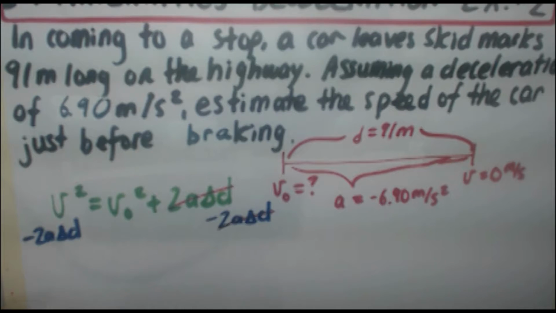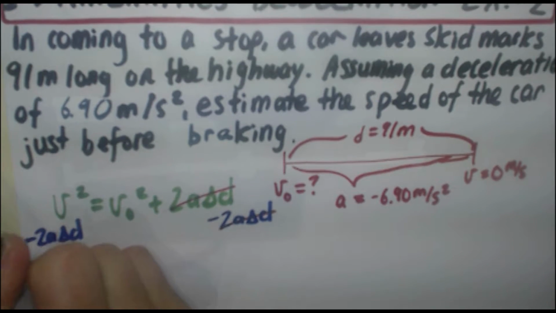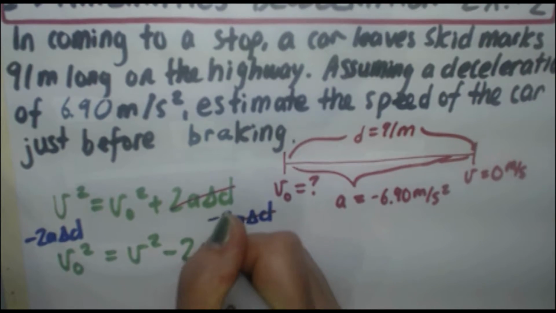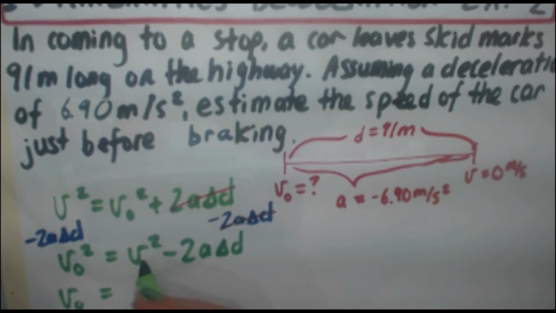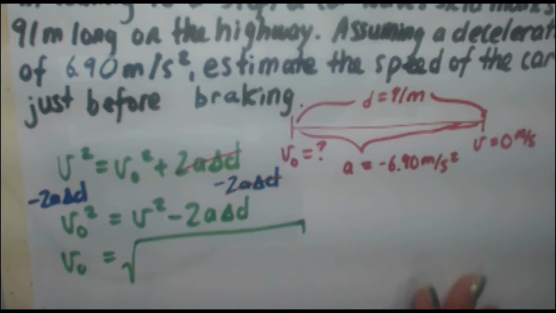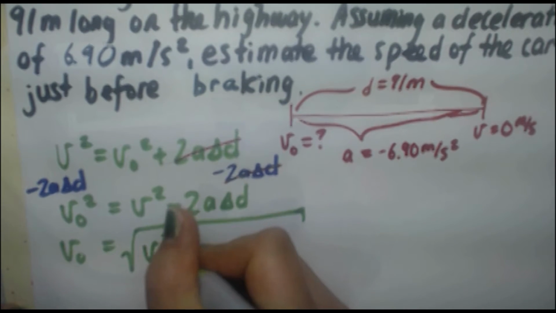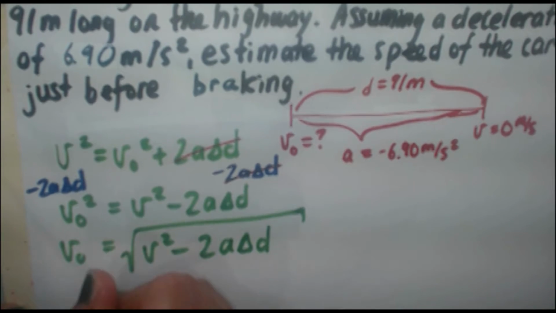Markers are getting a little bit dry there. I'm going to bring this expression to the right just to clean it up a little bit. So V naught squared equals V squared minus 2a delta d. Generally what you want to do is write the entire expression first. You don't want to just start plugging in numbers. It's always good practice to write the simplified expression before you start plugging in the numbers. So if you square root both sides, you get V naught equals the square root of V squared minus 2a delta d. Okay, let's go ahead and plug in our numbers.